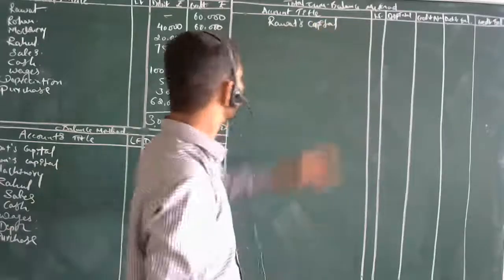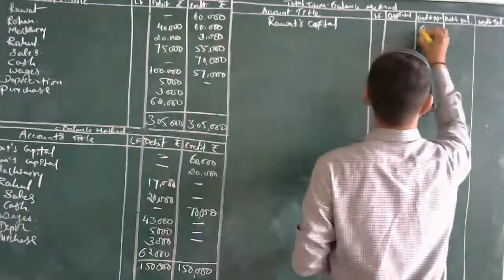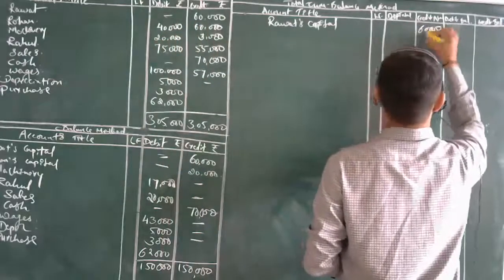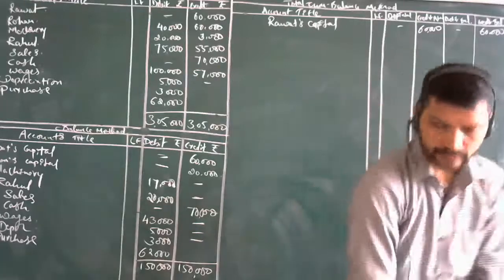What is the total of this? The total is 60,000, and here also 60,000. There is no debit total, right? We only have credit here.